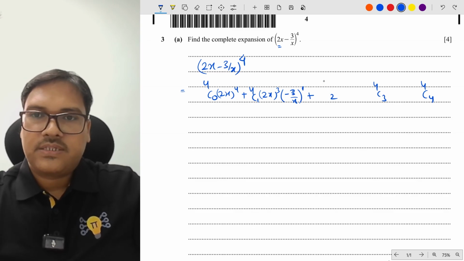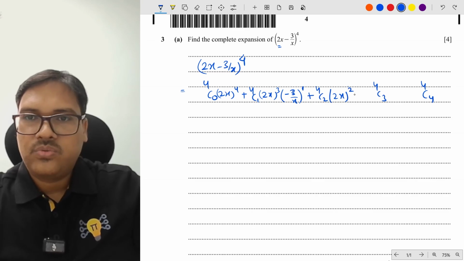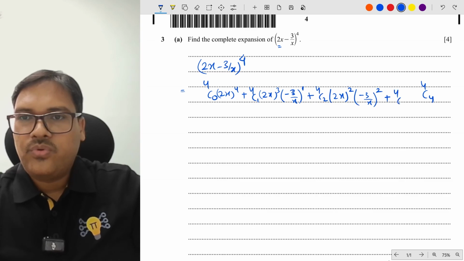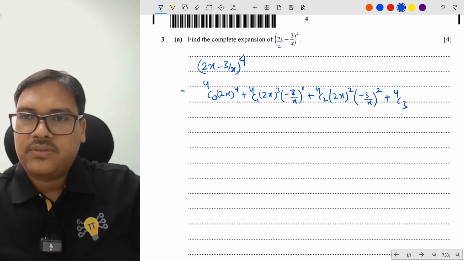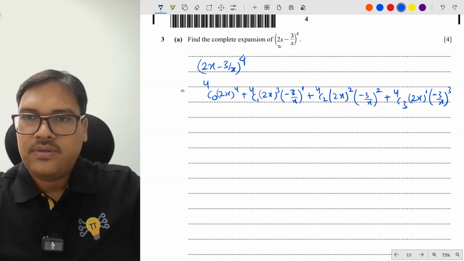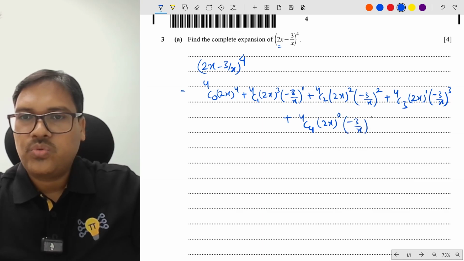The sum of all the powers should be equal to 4, right? So the next term is 4c2, and this is 2x raised to 2, and this is negative 3 by x raised to 2. Then this is 4c3, this is 2x raised to 1, and negative 3 by x raised to 3. I am increasing the power, 2, then 3, and then last this is plus 4c4, 2x raised to 0, or you can say that's 1, and this is minus 3 by x raised to 4.